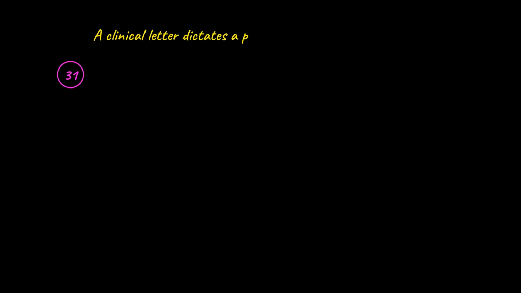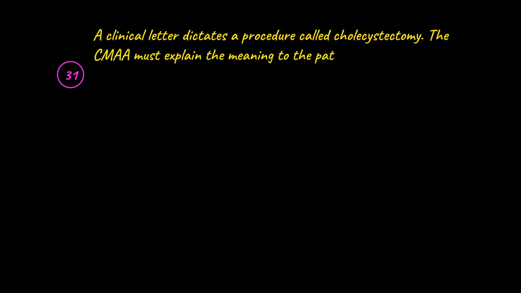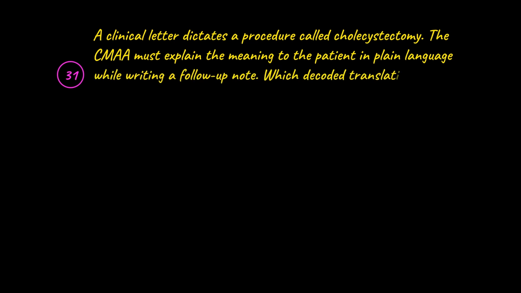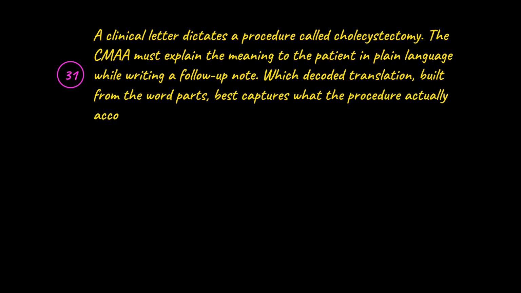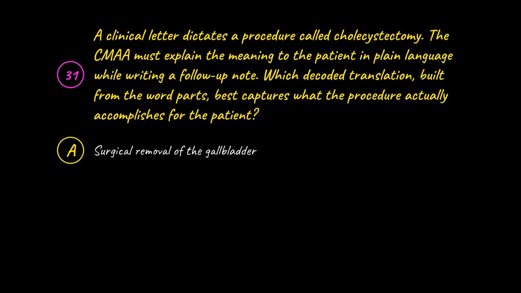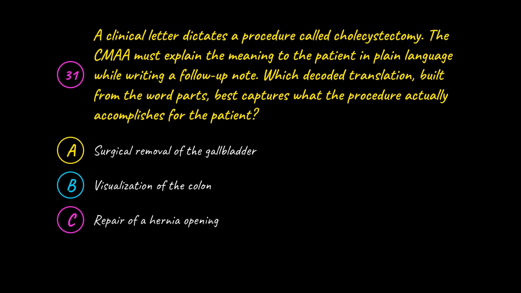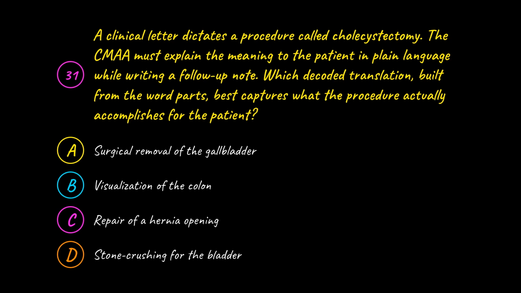Question 31. A clinical letter dictates a procedure called cholecystectomy. The CMAA must explain the meaning to the patient in plain language while writing a follow-up note. Which decoded translation, built from the word parts, best captures what the procedure actually accomplishes for the patient? Your options are A. Surgical removal of the gallbladder, B. Visualization of the colon, C. Repair of a hernia opening, D. Stone crushing for the bladder. Don't overthink it. Which one feels right?